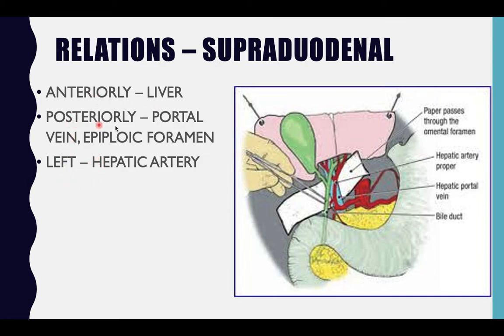Anteriorly liver and posteriorly the portal vein as well as the epiploic foramen are seen in this picture.